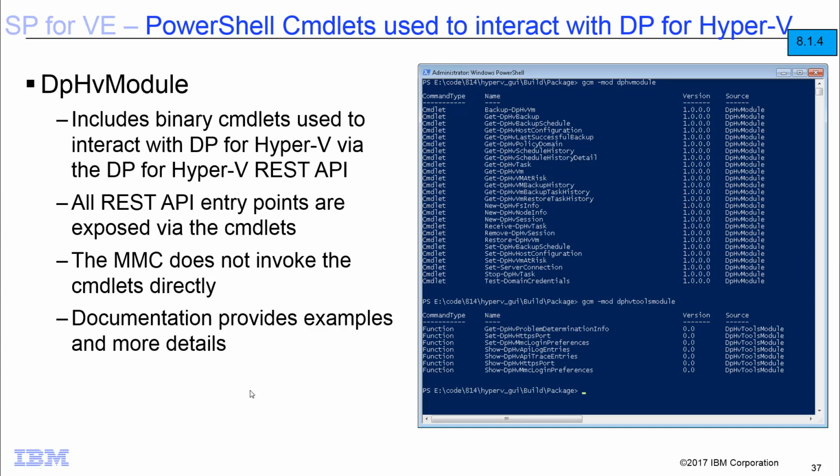Now finally, as I mentioned, there is a PowerShell module that is delivered with data protection for Hyper-V. It is called the DP-HV module, and it includes the commandlets used to interact with DP for Hyper-V via the DP for Hyper-V REST API. When you're interacting with this using scriptlets, using commandlets, you're just going to use the DP-HV module commands, but in the background there is a REST API layer that is exposed via these commandlets. So that's what this screen is talking about.